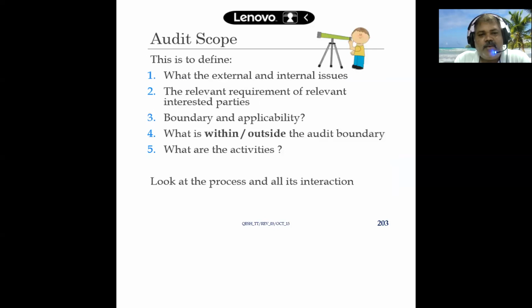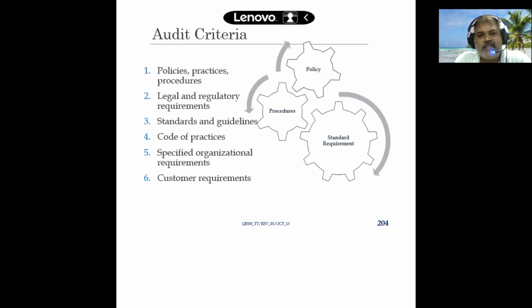It depends. Okay, audit scope. So this is also to define what external and internal issues and relevant requirements of relevant interested parties, and what the boundary and applicability are, what is within and outside the audit boundary, what the activities are, and look at all the processes and interactions. So this is the audit scope, because some are related, maybe some other processes also exist, so no need to look at all those things. So what is your scope of audit? What you are particularly going to do there, you can base on that.